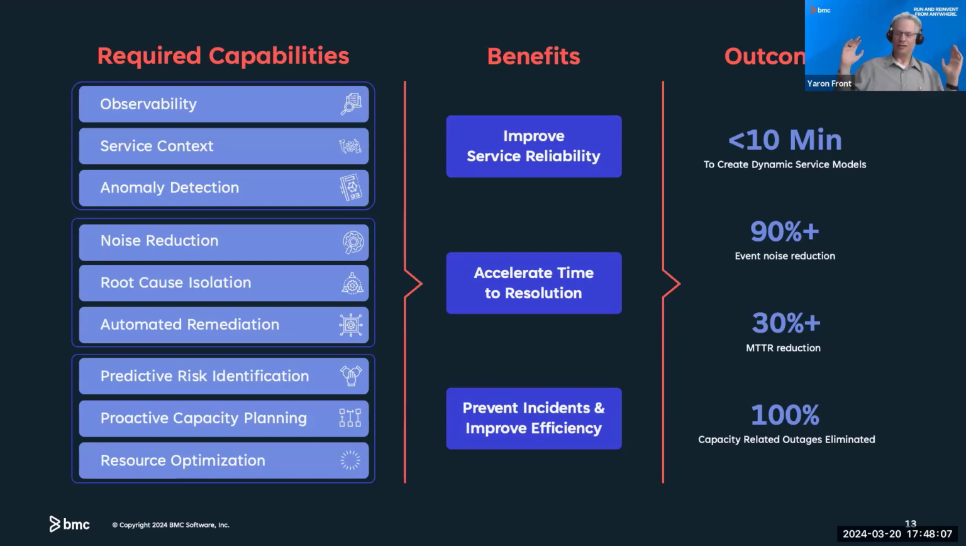Second layer here is noise reduction, root cause isolation, and automated remediation. So noise reduction. We talked about the event storm. We talked about 3,000 events. I don't know anybody who can get through 3,000 events. I don't know anybody who can make sense of it. You want to reduce the noise. You want a tool that can help tell you, hey, here is the problem. The problem is probably right there. And the problem is there from an infrastructure perspective, it's there, and the affected service is that one.